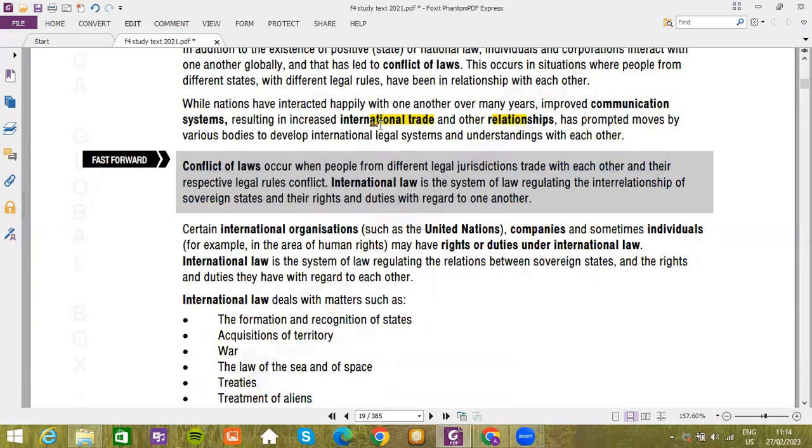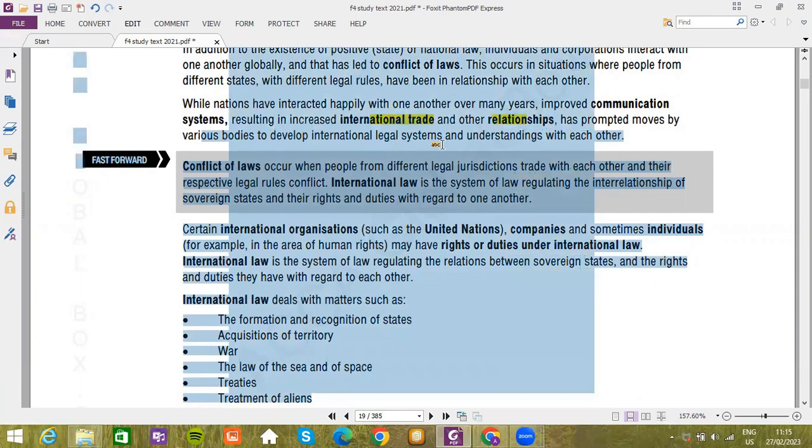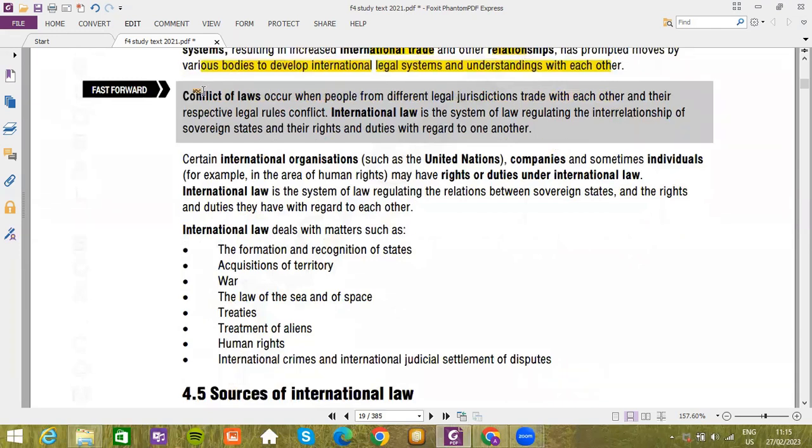has prompted moves by various bodies to develop international legal systems and understandings with each other. Conflicts of law occur when people from different legal jurisdictions trade with each other and their respective legal rules conflict. Basically, one person is in the UK, one person is in the USA, and they both are having something like a trade going on, and the laws over here are different than the laws over there. So that is the conflict of laws they're talking about here in international law.